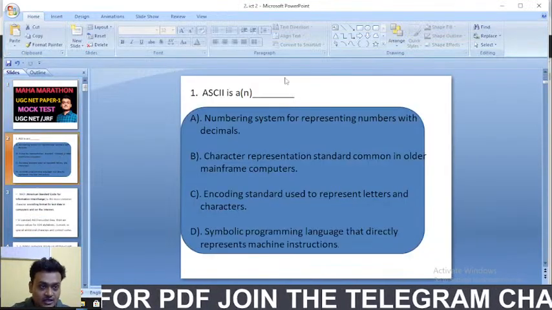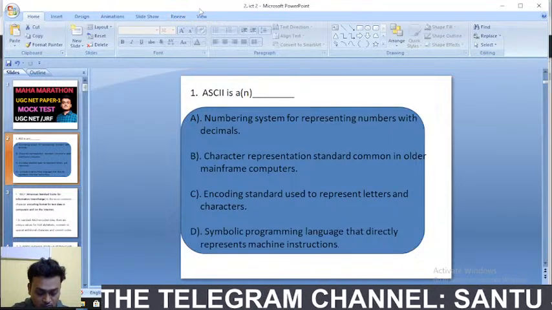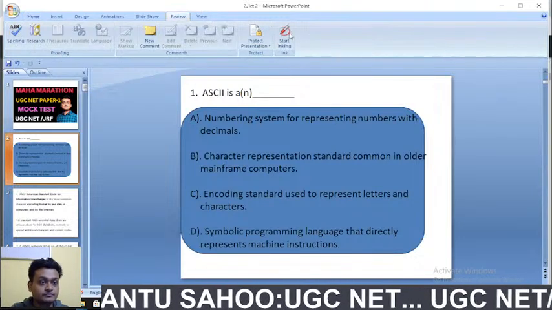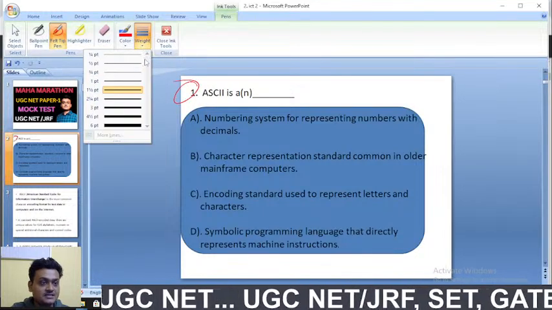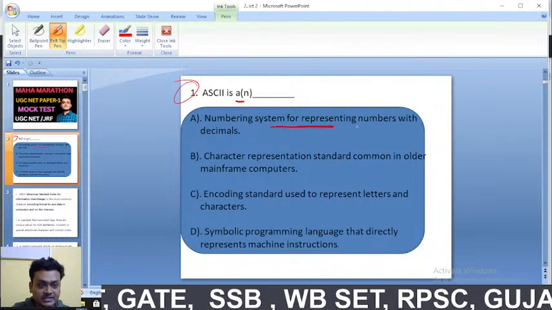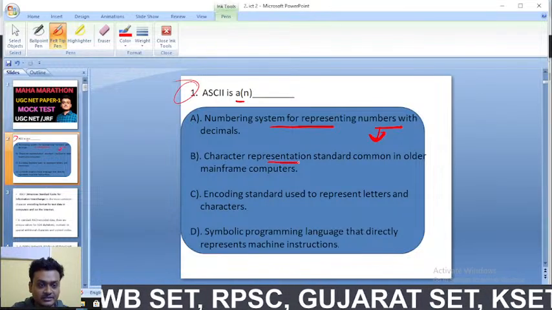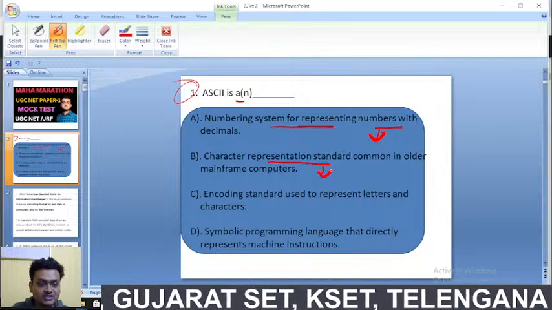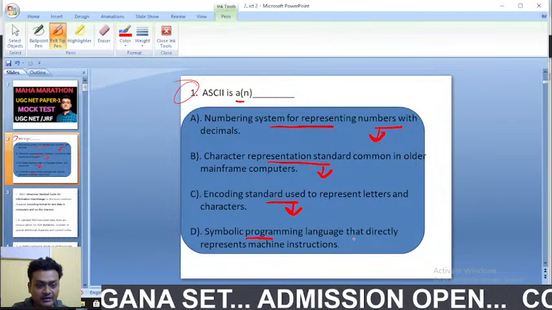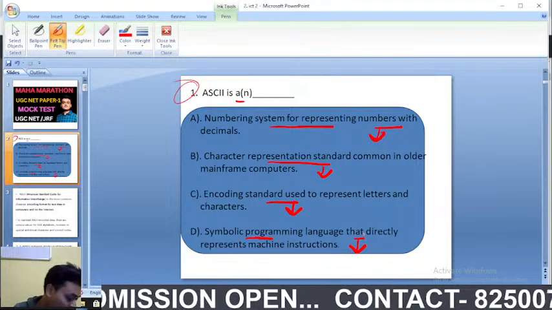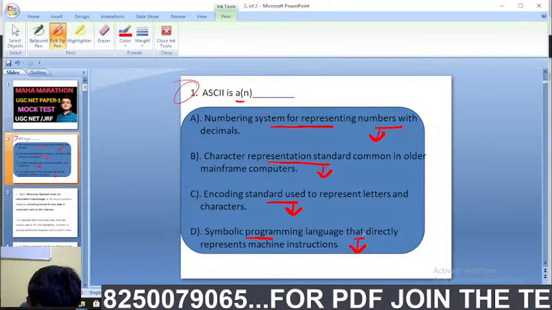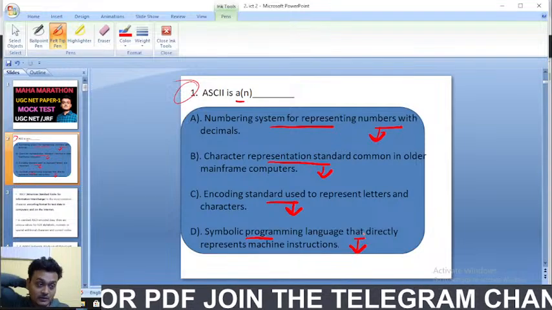What is the full form of ASCII? Got it, everyone? Got it, Nipa? No, blog is actually a personal thing, Pramod. ASCII is a numbering system for representing numbers with decimals, or character representation standard common to mainframe computers, or encoding standard used to represent characters, or symbolic programming language that directly represents machine instruction. What is ASCII? And what is the full form of ASCII?